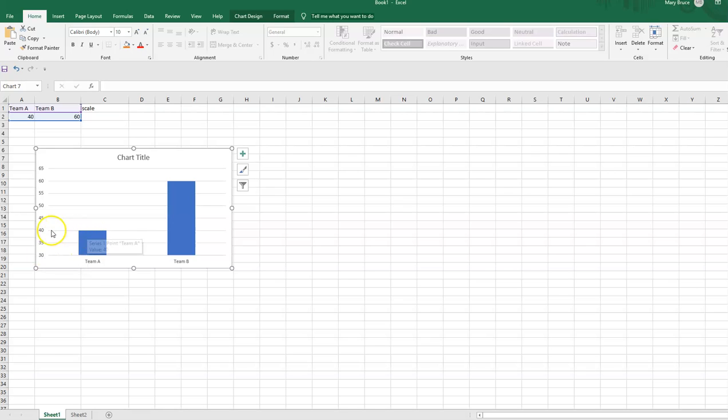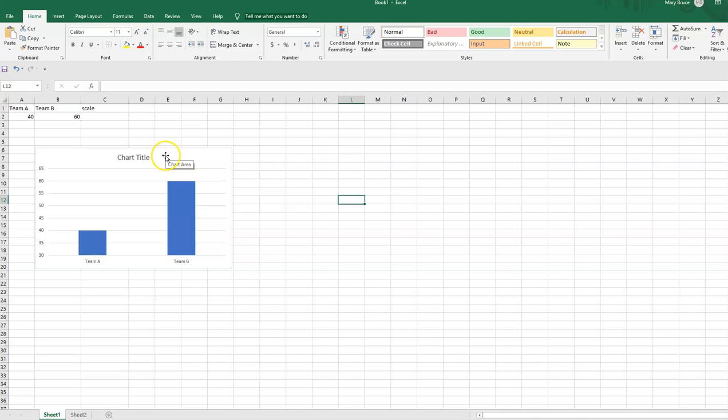Because if you really pay attention to the numbers on the vertical scale, Team A had 40 points. If you go over here, Team B had 60. So Team B did not even get double the number of points because they would have had to have gotten at least 80 points. So very deceiving on the graph because it did not start at 0.